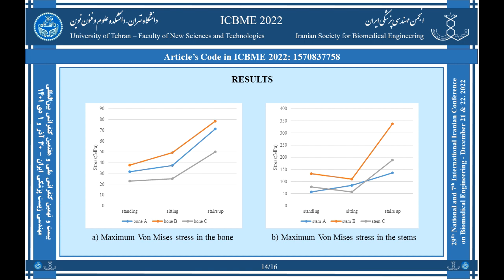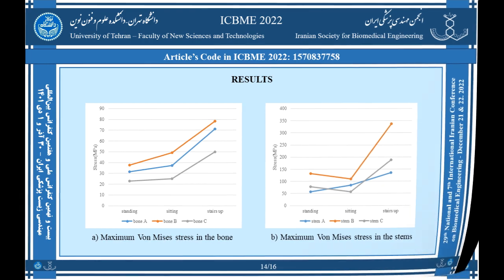According to graph B, stems B and C bear more maximum stress in the positions of stairs up, standing, and sitting, respectively, but about A, it's like the bone: stairs up, sitting, and then standing. Also, in all three activities, stem B bears the most stress, then C, and then A. There's an exception: in sitting, the maximum stress in A is observed to be more than C.